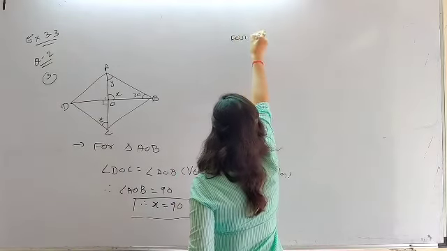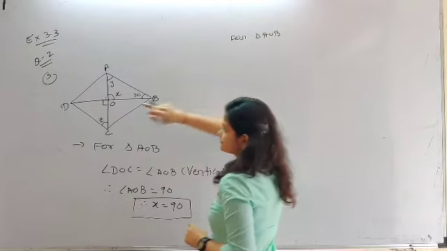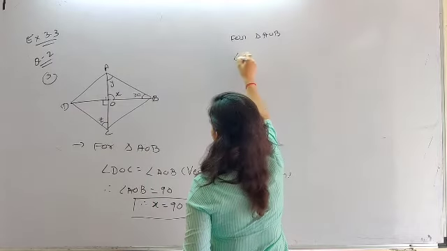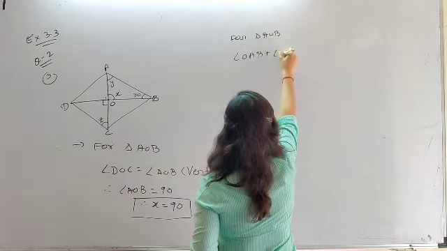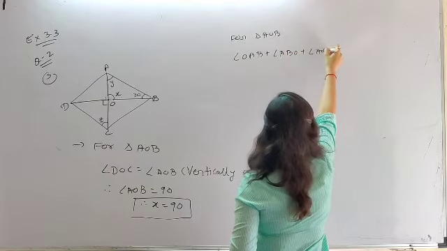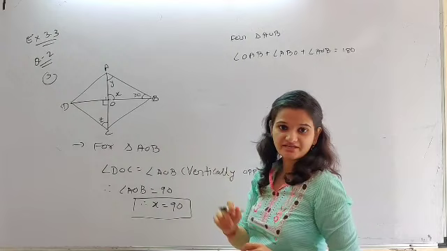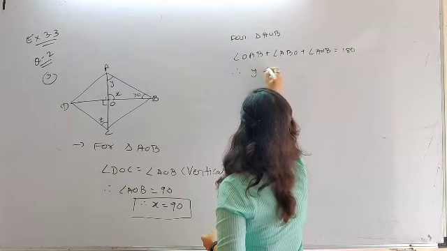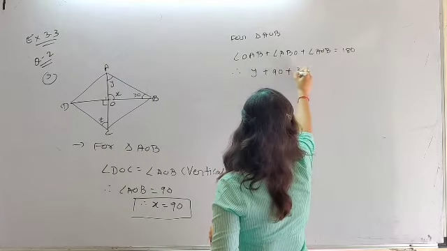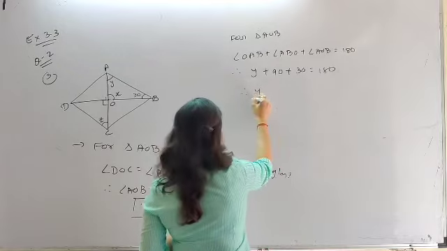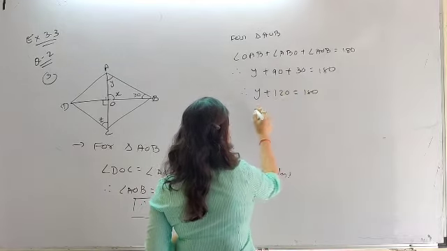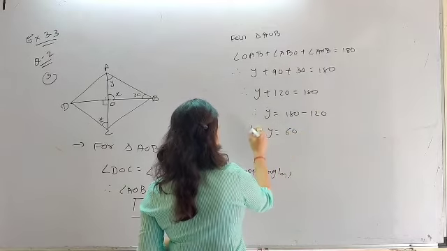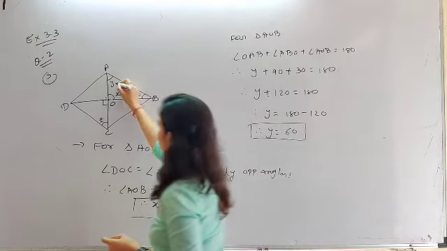Now for triangle AOB, we don't know what y is, but we know x, and one angle is angle B. So angle OAB plus angle ABO plus angle AOB is equal to 180, as the sum of all three angles of a triangle is always 180. OAB is equal to y, plus x is equal to 90, plus 30, is equal to 180. So y plus 120 is equal to 180. So y will be 180 minus 120. y is equal to 60.